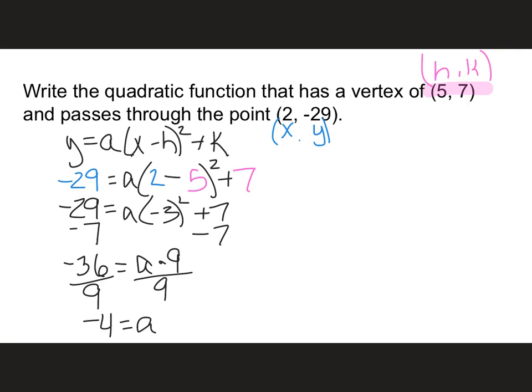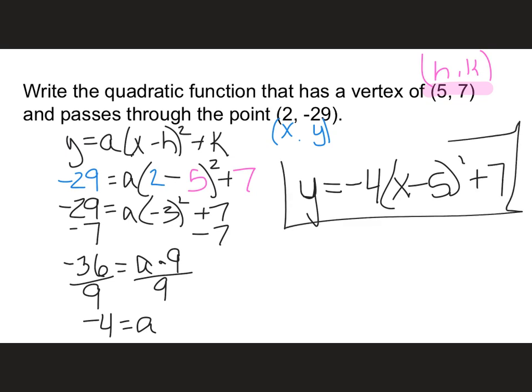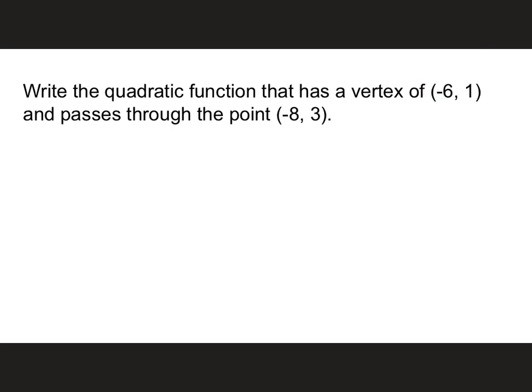So now we know the full equation in vertex form because we have a, we just found it, and we already had h and k from the vertex. So the full form would be y equals negative 4 times x minus 5 squared plus 7. So that's our vertex form. If you haven't paused to try one on your own, this would be a great chance to do that.